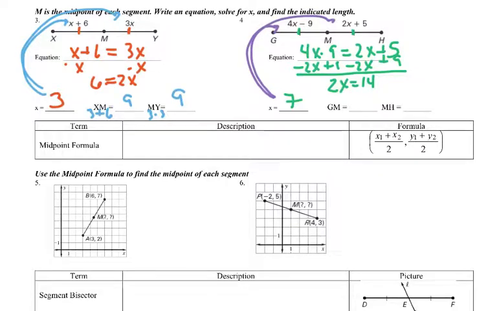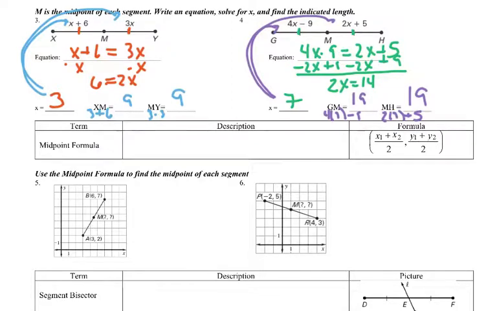I'm then going to plug that 7 back in, right? 4 times 7 is 28 minus 9 is 19. And 2 times 7 is 14 plus 5 is 19. So it makes sense that we would get the same number for both segments. So that's how to find the midpoint.